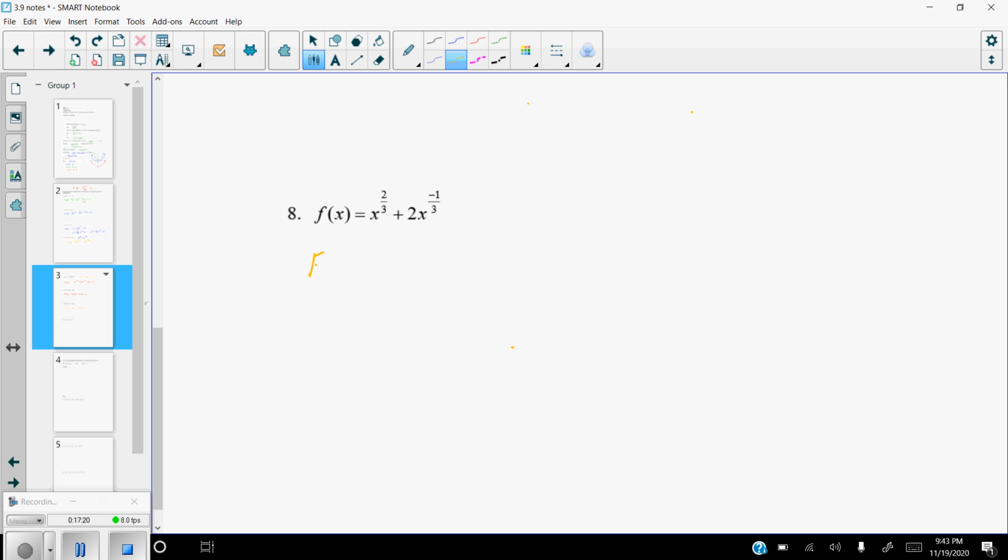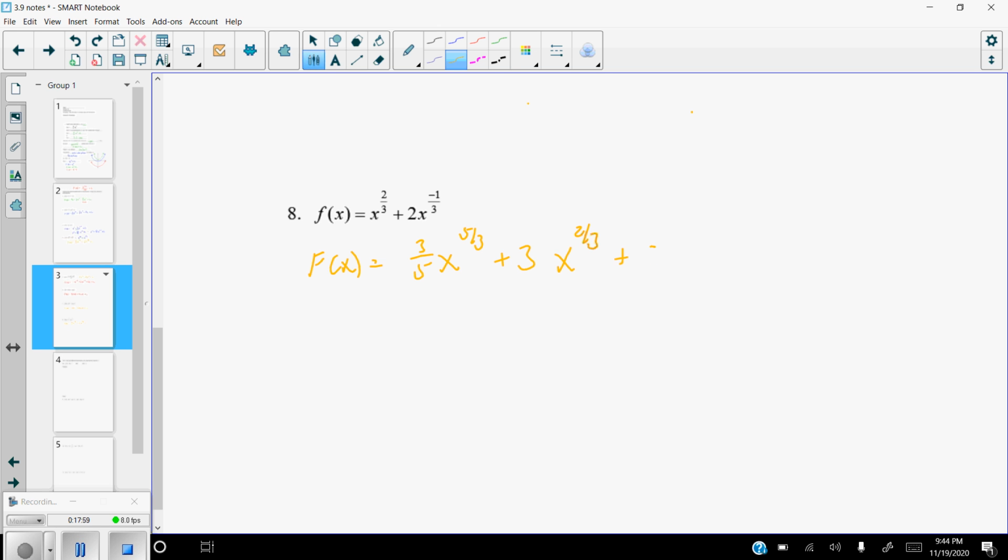So capital F of x, our antiderivative, add 1 to x to the 2/3, and we're going to get x to the 5/3. Dividing by 5/3 is the same thing as multiplying by 3/5. And then x to the negative 1/3. If I add 1 to that, I'm going to be adding 3/3, so that's going to give me positive 2/3. Dividing by 2/3 is multiplying by 3/2. If I take 2 and I multiply it by 3/2, we end up with 3.